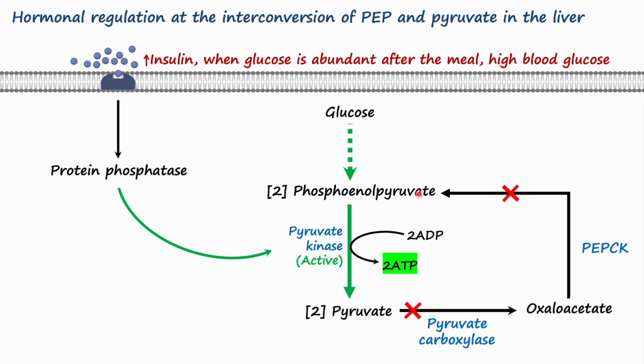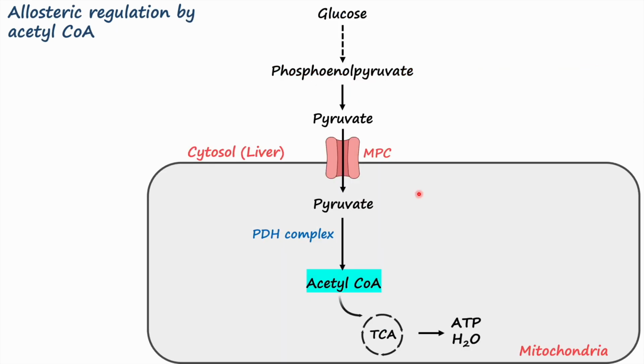So now you know that low blood glucose increases glucagon level, which activates gluconeogenesis, and high blood glucose level increases insulin, and that activates glycolysis. So this tells you that both the glycolysis and gluconeogenesis pathways are regulated reciprocally. Now I also want to talk about how acetyl CoA activates the gluconeogenesis pathway.